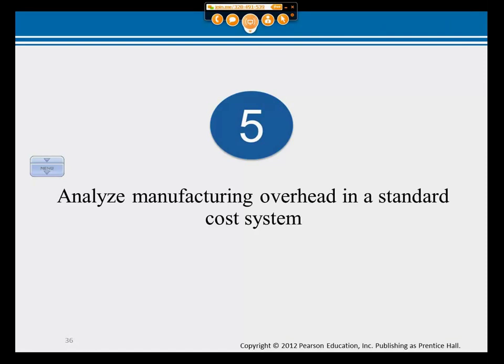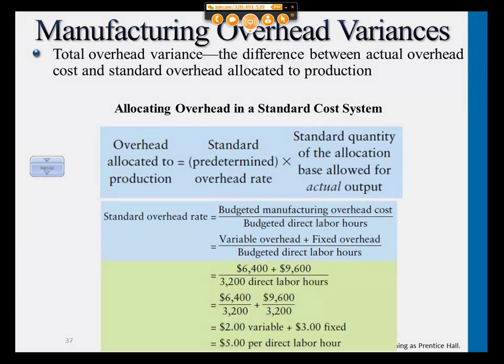The fifth objective is where we're going to try to analyze our manufacturing overhead in a standard cost system. And here we'll learn what manufacturing overhead variances are. What we know already is that the total overhead variance is the difference, right? You can deduce that meaning: the difference between the actual overhead cost and the standard overhead cost allocated to production. So how do we calculate our overhead allocated to production?